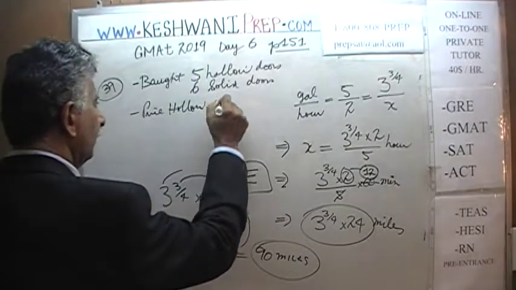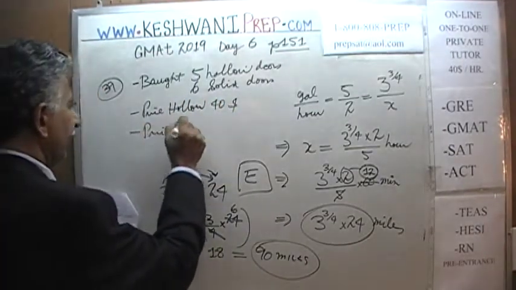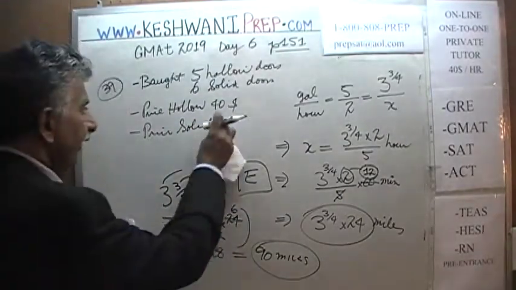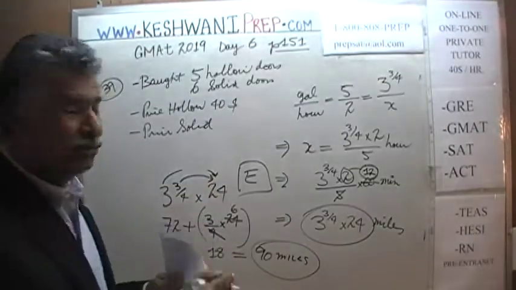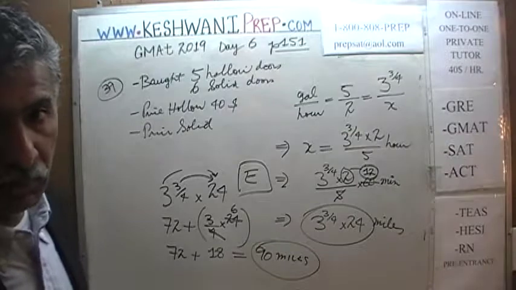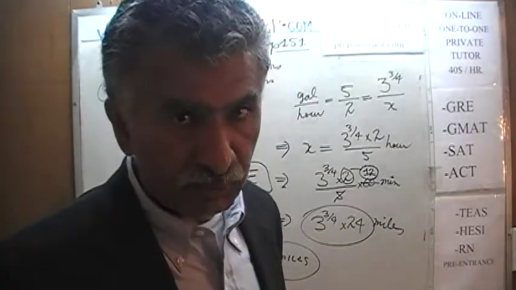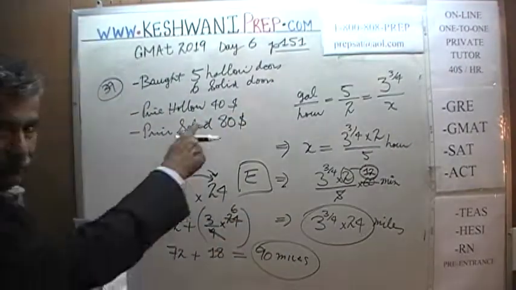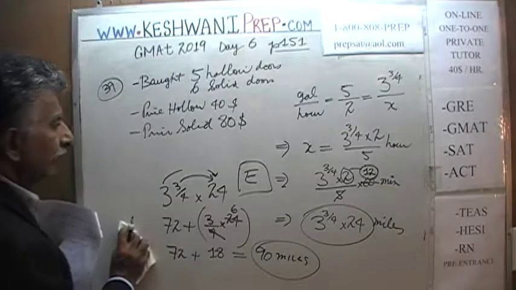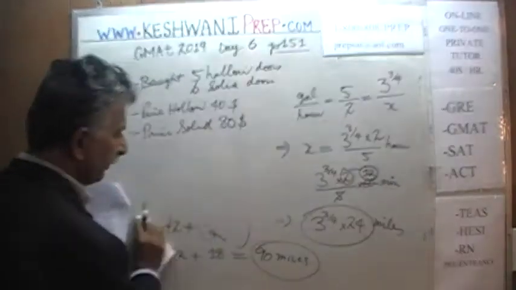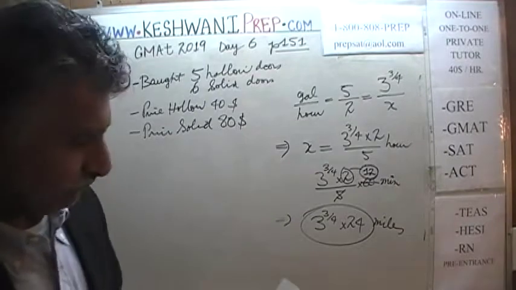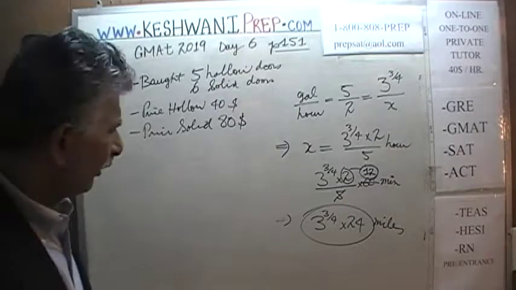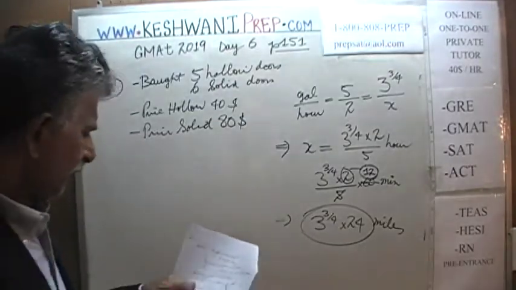Price of hollow is $40, and price of solid is, they don't say $80. What they say is price of solid door is twice the price of hollow door. They tell us the price of hollow door is $40 and the solid door costs twice as much. So it's $80. But that's not what is given to us, that's something we have derived. It shouldn't have been driven, it should have been derived. That's what we derived from there, not driven, sorry. Let's continue.